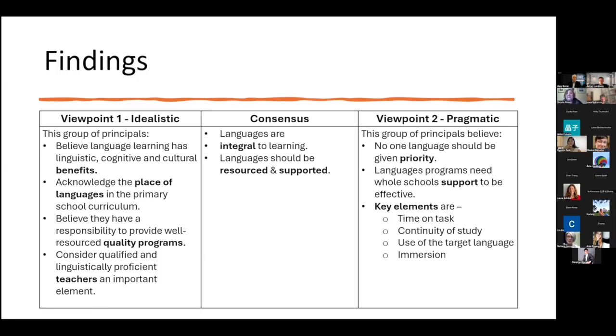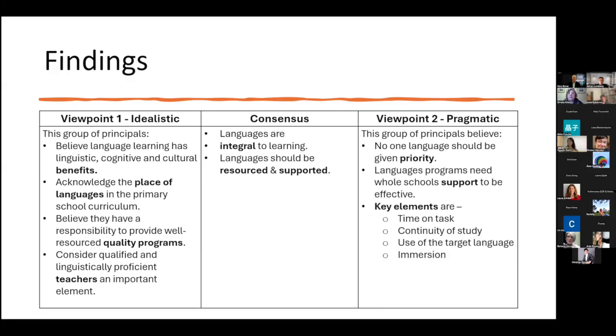The group of 12 principals who shared the first viewpoint believed in the benefits, that is, the linguistic, cognitive, and cultural benefits that are inherent in language learning, and acknowledged the place of languages education within the primary school curriculum. Valuing languages and their place in the curriculum, they considered that they have a responsibility to provide all students with quality languages programs, which are well-resourced and where qualified, linguistically proficient teachers are an important element.